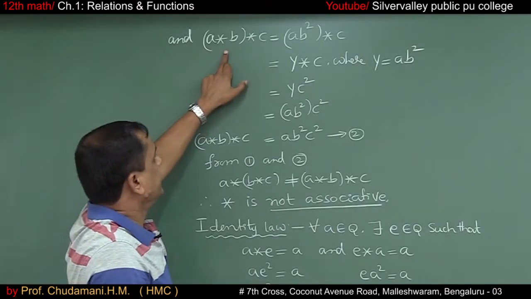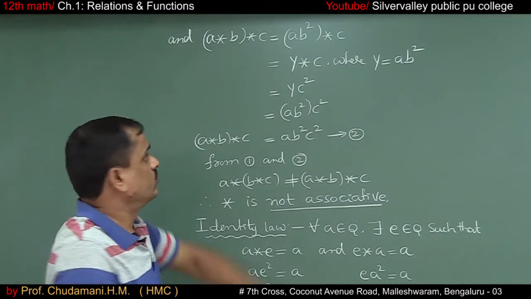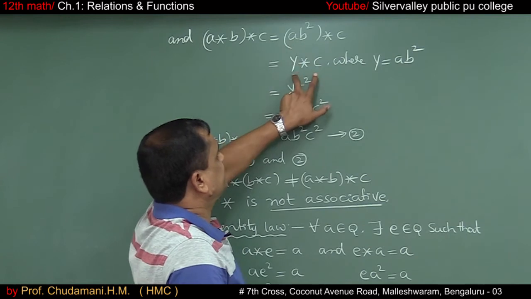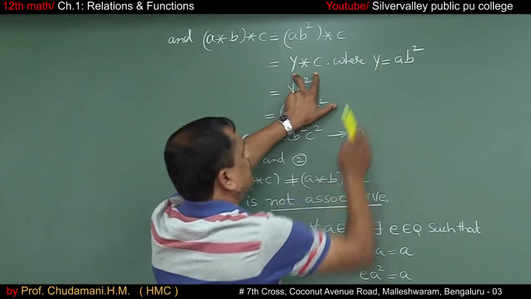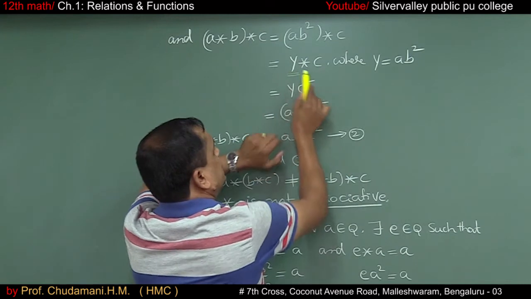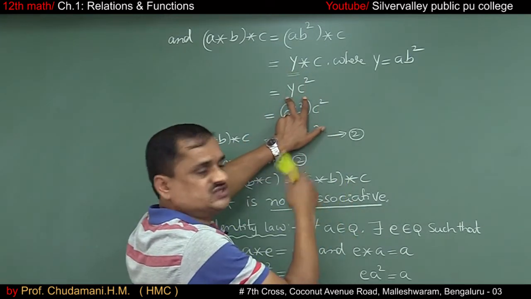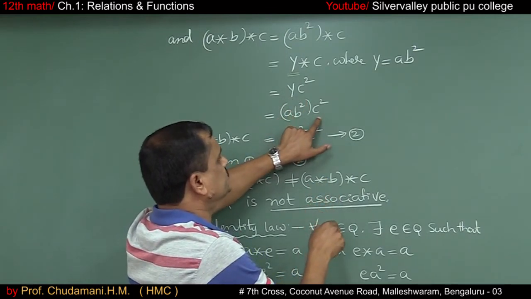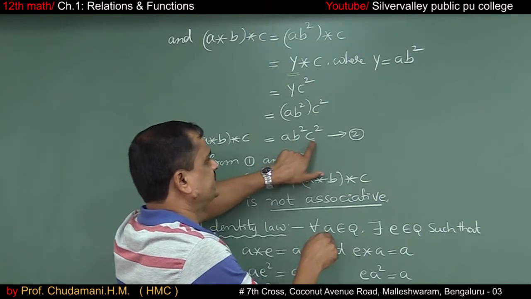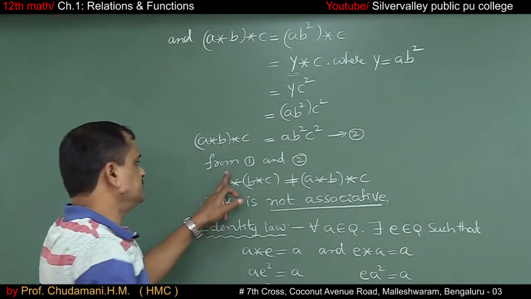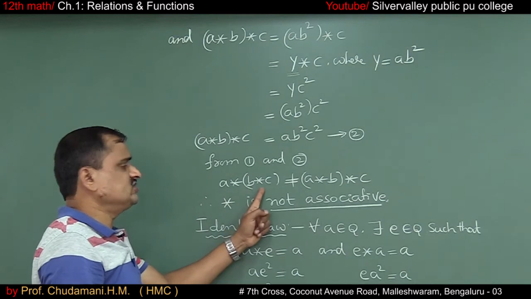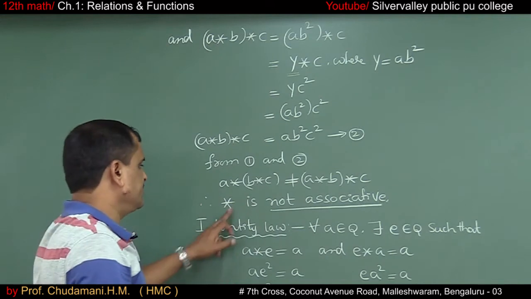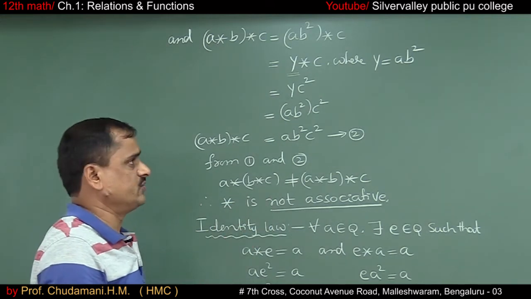And (A star B) star C is equal to AB² star C. Let me denote this as some Y, where Y equals AB². Y star C means YC². Resubstitute Y: AB² into C² means AB²C². Call it equation 2. Observe 1 and 2: (A star B) star C is not equal to A star (B star C). Therefore, star is not associative.